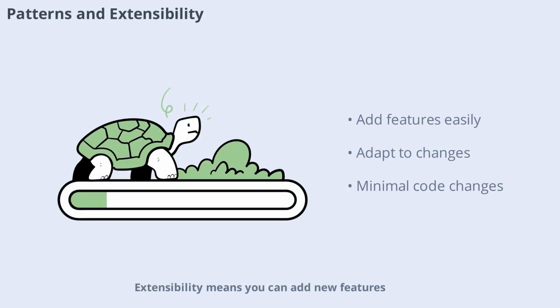Extensibility means you can add new features or modify existing ones without breaking your code. Design patterns like Factory, Decorator, and Observer make it easy to extend your Java applications. By following these patterns, you can adapt to changing requirements with minimal effort.